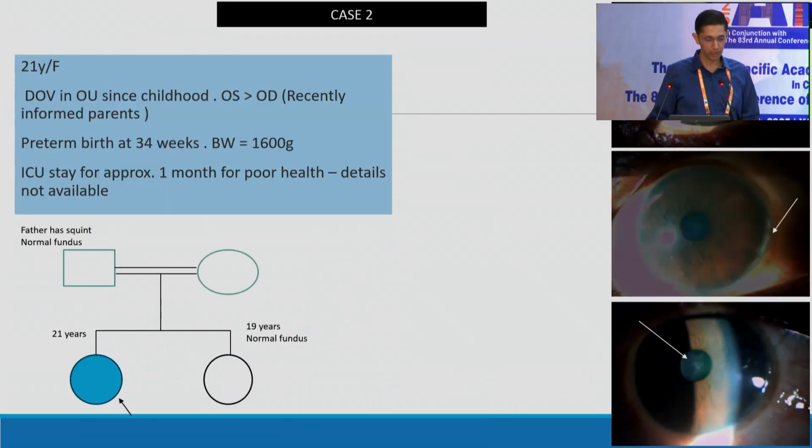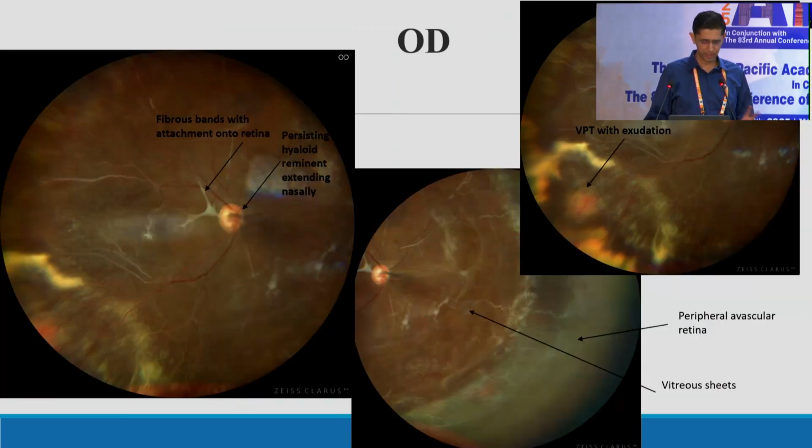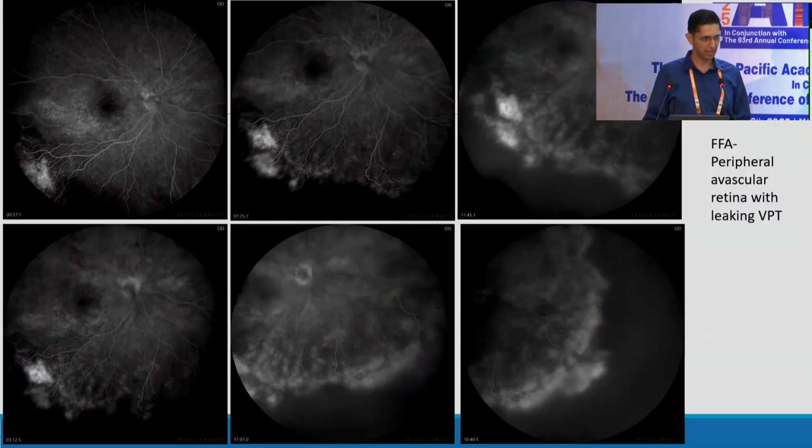Case 2 was a 21-year-old girl with decreased vision since childhood in both the eyes, and she had a history of prematurity and intellectual disability. The anterior segment showed axenfeld-like anomaly and an early PSC in both the eyes. But the fundus picture in the right eye showed these fibrotic bands in the vitreous connecting to the retina, some sclerosed vessels, an active VPT lesion, vasoproliferative tumor in ITQ with exudation, and significant amount of PAR with vitreous condensations. This was very well highlighted on the FFA, showing the PAR and the leakage from the VPT.